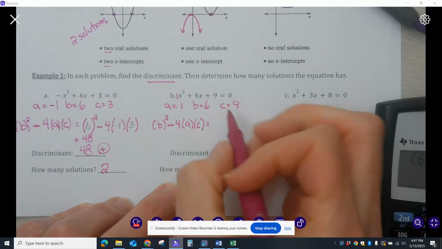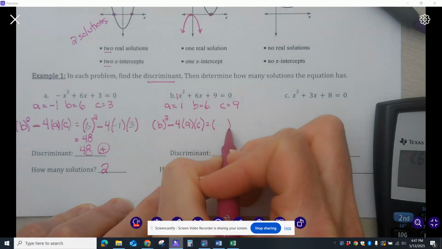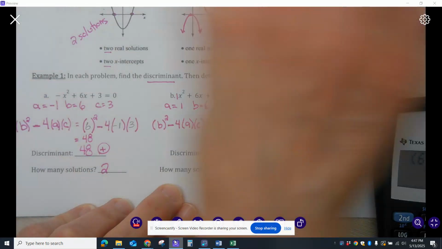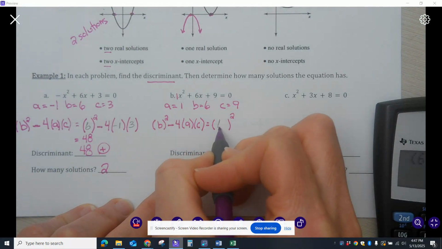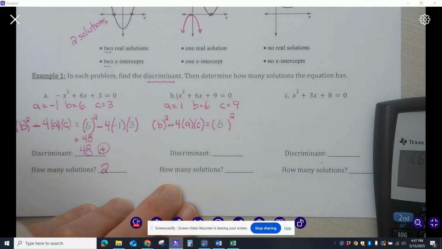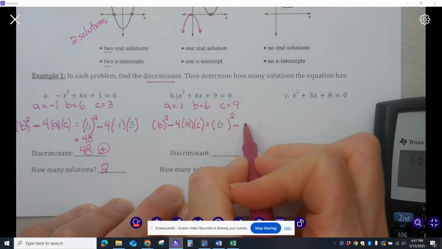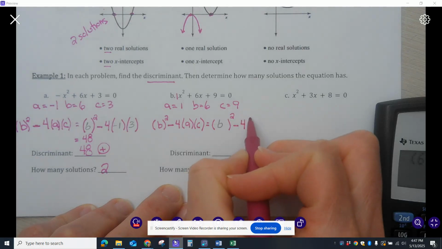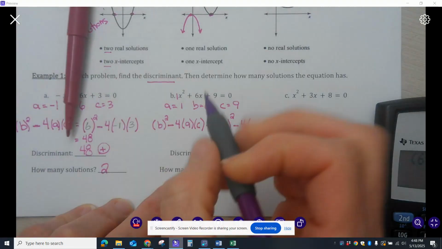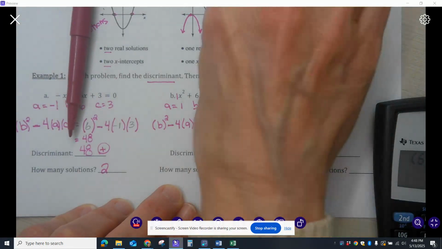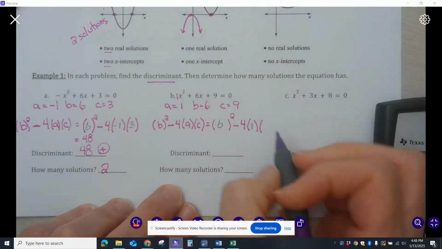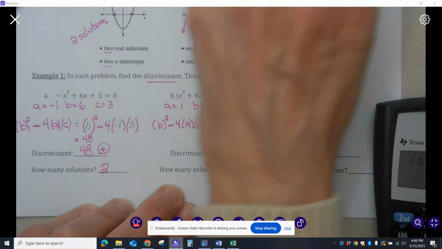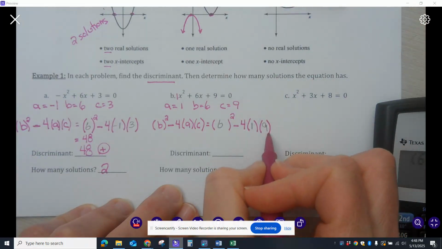Now I'm going to fill in the values. I'm going to put my power of 2 before I even put my b in there. So my b is 6 again. I'm going to put a 6 in there. And then copy minus 4, parenthesis, a is 1. Okay, and c is 9. Wrap everything up in those parentheses.